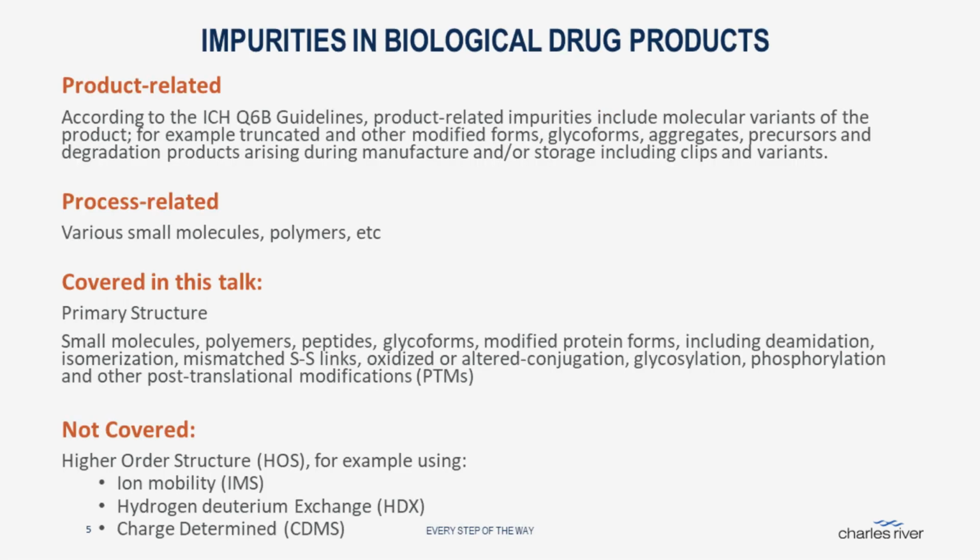Okay. All right, so some of the types of impurities that we will be discussing, product-related and process-related. Probably people are familiar with these concepts. So according to ICH Q6B guidelines, and again, some of these are more related to protein and protein drugs, some of the product-related impurities might include molecular variants, such as truncated forms, different glycoforms, aggregates, precursors, degradation products that might arise during manufacture or storage.